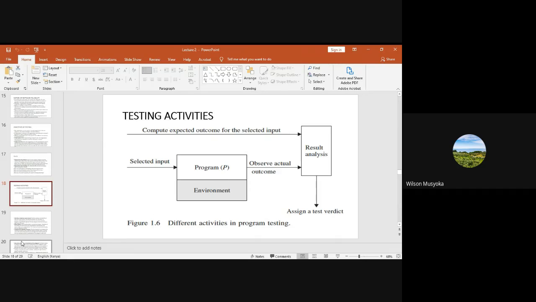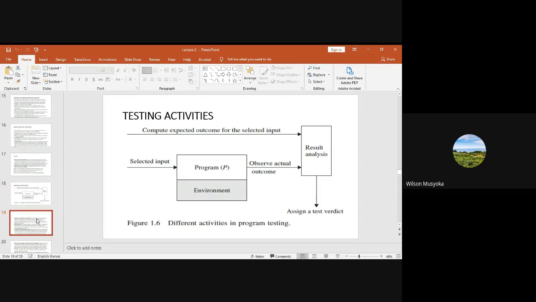So when we are looking at the testing activities, we normally look at them from computation, that is, select a specific input and the expected output, then you run the test. Once you have run the test, you will come down to result analysis. That is the first activity. The second one is you select an input, put it into a specific environment. This one was at the developer's site. This one is at the specific environment where the system will be working, and then you observe the actual outcome, analyze the test, and then you can have a verdict at the end of the day. So those are the testing activities we normally perform.